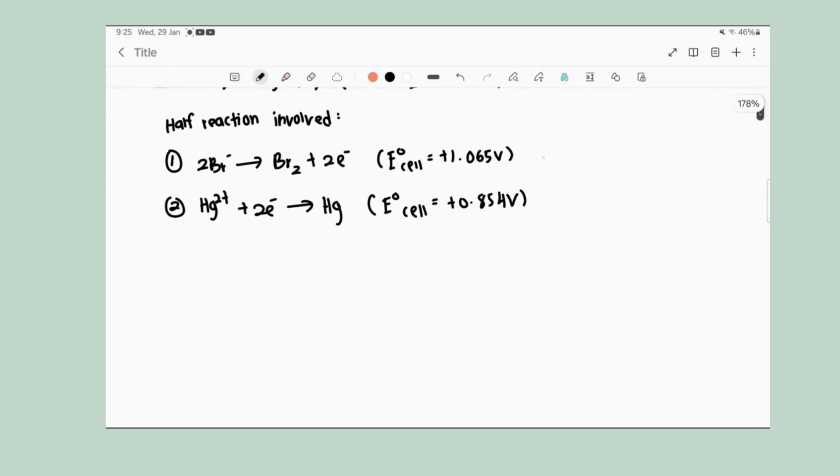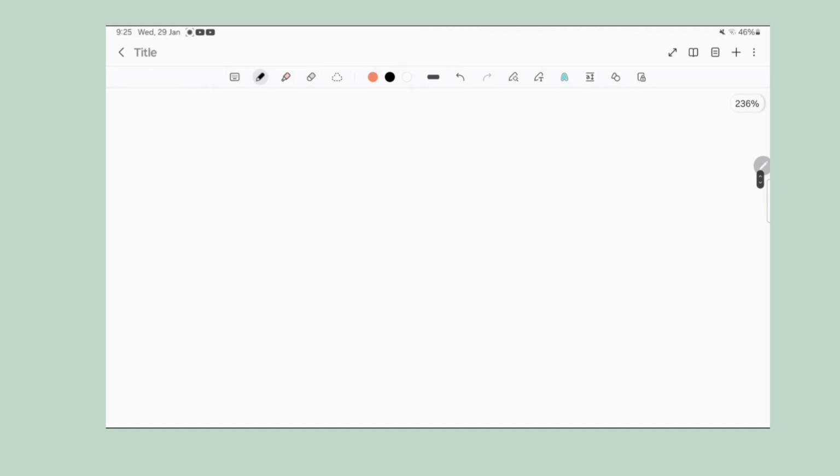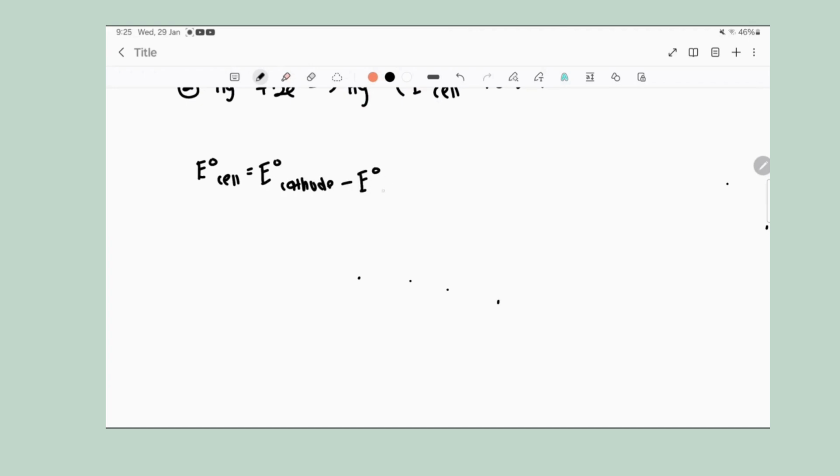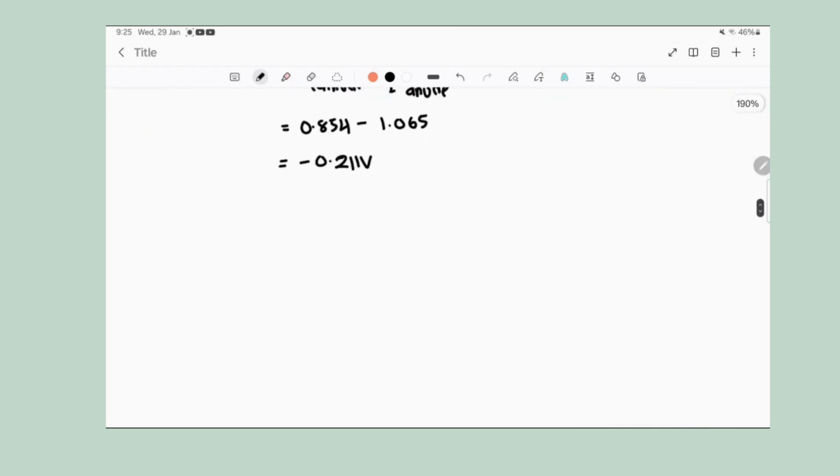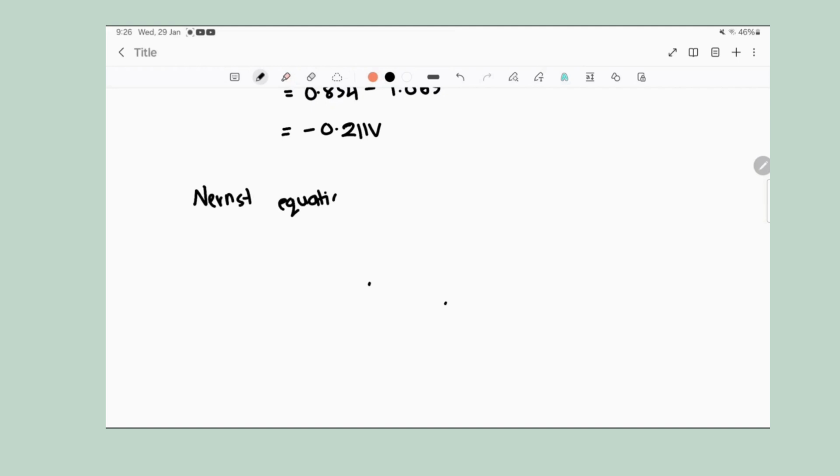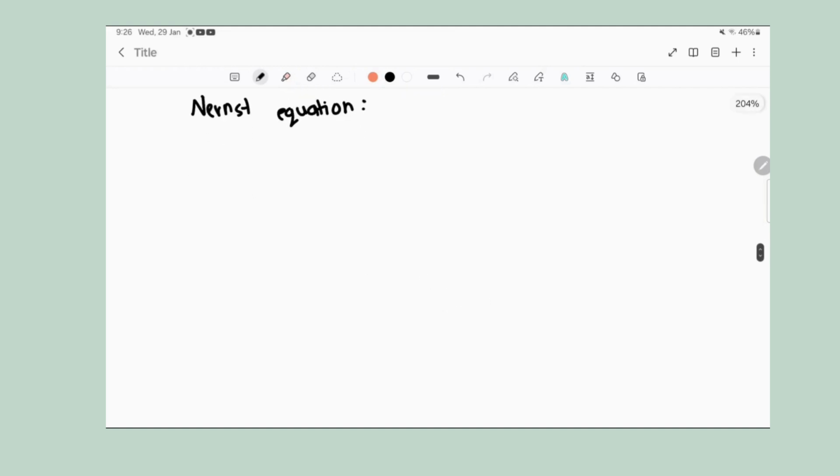And then from the half reaction, we can conclude that the bromide ion is the anode and Hg2 plus is the cathode. And then we calculate the standard cell potential, which is E naught cell equals E naught cathode minus E naught anode. From the calculation, we got negative 0.211 volt.